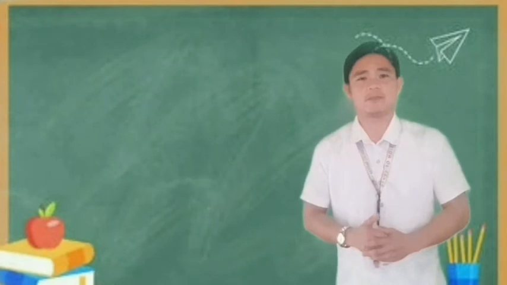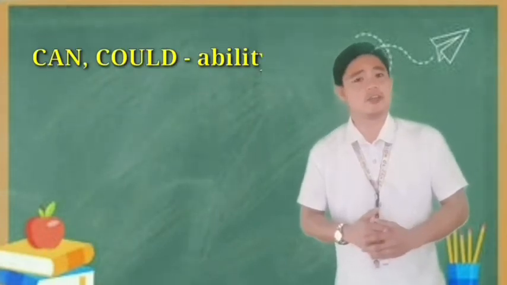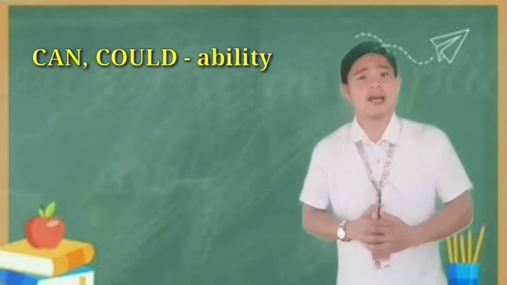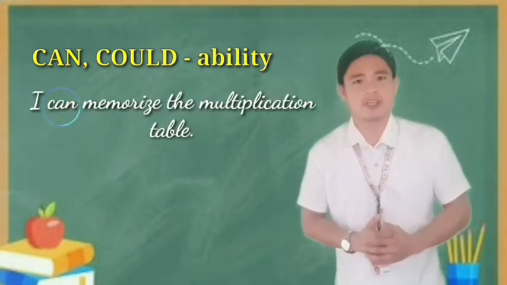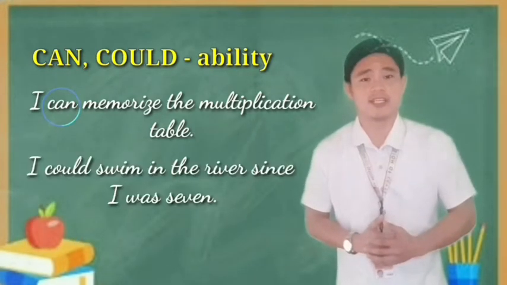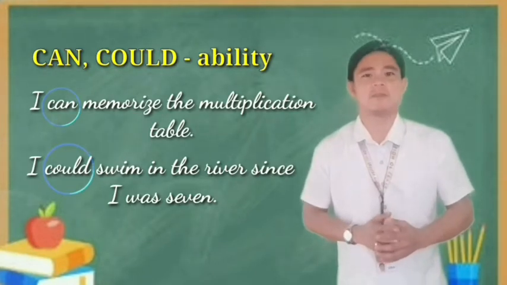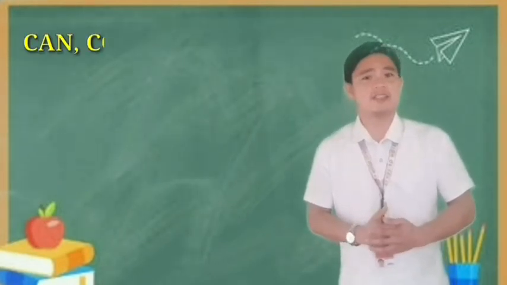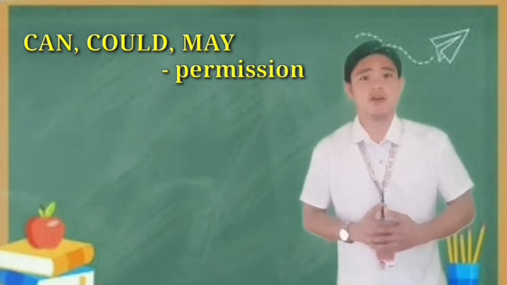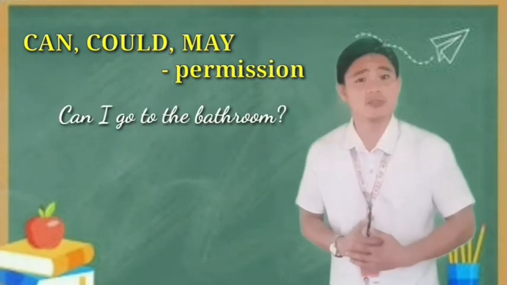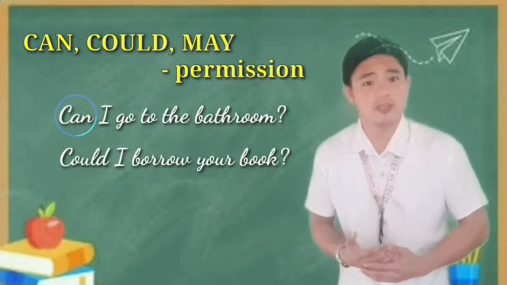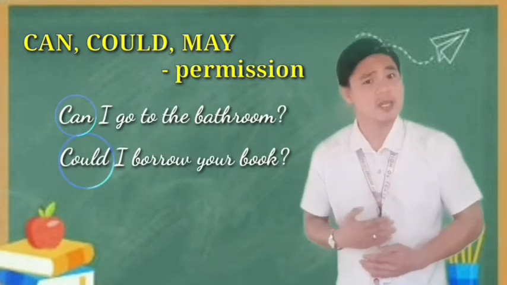Let's do it again. The modal verbs can and could express ability. For example, I can memorize the multiplication table. Or, I could swim in the river since I was 7. The modal verbs can, could, and may express permission. For example, can I go to the bathroom? Could I borrow your book? May I come in?